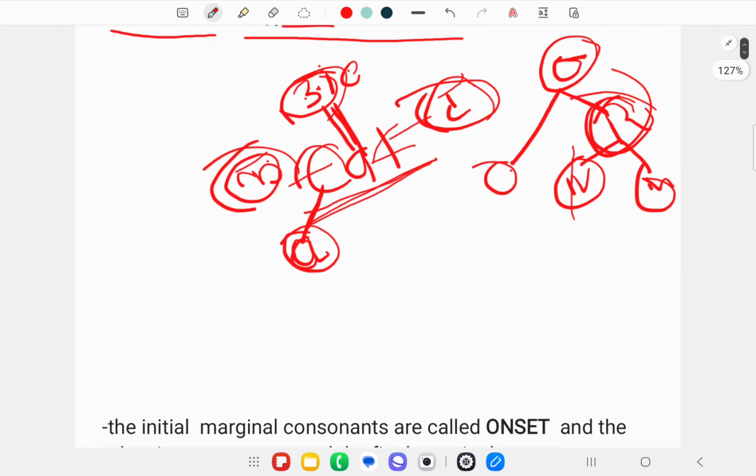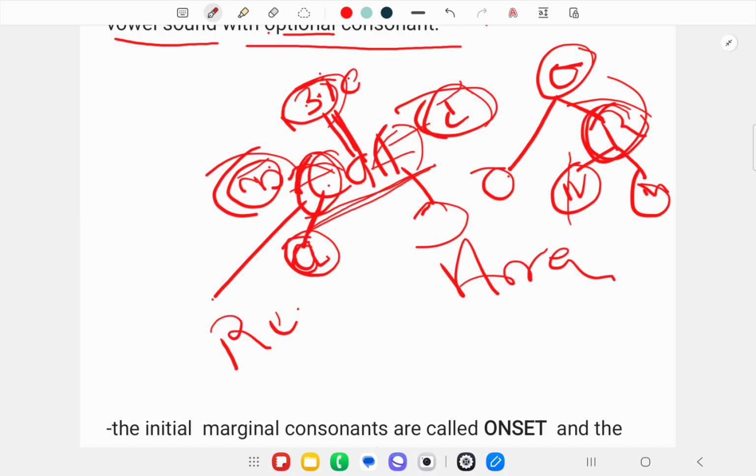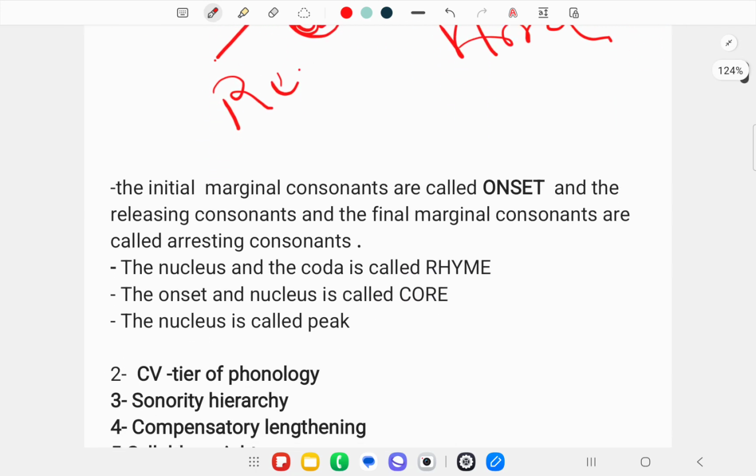Next we talk about this one, which is the beginning of the sound, the consonant, and this was the end of the sound, the ending portion. So the beginning is the releasing consonant. The beginning consonant is also known as the releasing consonant, and this one is the ending consonant, which means that after this consonant there is no sound. I mean, this is the end of the word. So this one is known as the arresting consonant, right? So the initial marginal consonants are called onset or releasing consonants, and the final marginal consonants are called arresting consonants, right?